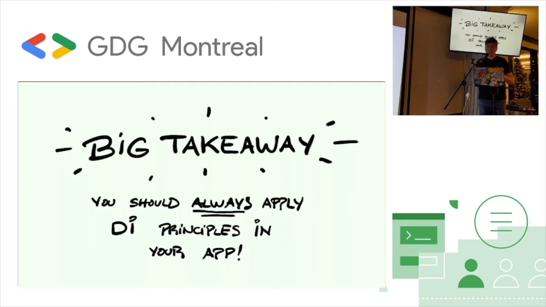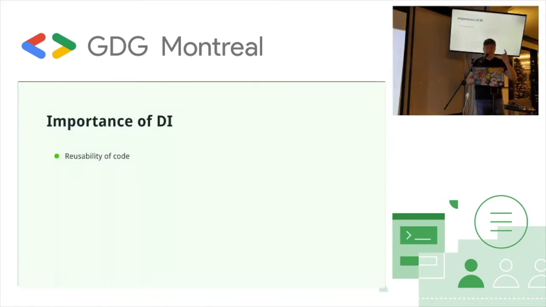If you look at the latest guidance from the architecture component folks at Google, this is what you're going to get. They really tell you, hey folks, always apply the DI principle in your app. They're not saying you must use Dagger or you must do this or that, but they are saying that these principles, like passing dependencies in constructors, are important. Now we're going to find out why.